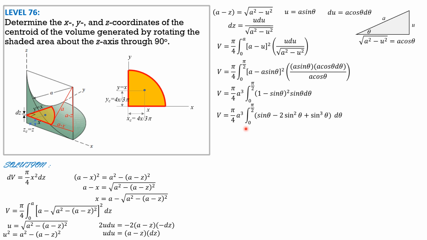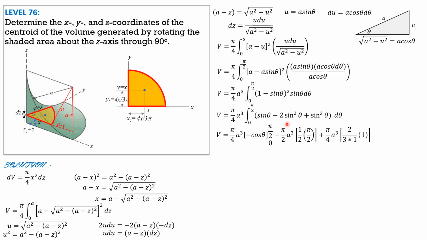Since the limits are from 0 to pi over 2, for the second and third terms we can use Wallis formula. For the first term, we use direct integration. The integral of sine is negative cosine theta. So volume is pi over 4 a cubed quantity negative cosine theta from 0 to pi over 2. Then minus pi over 2 a cubed. So pi over 4 times negative 2, so negative pi over 2, then a cubed.